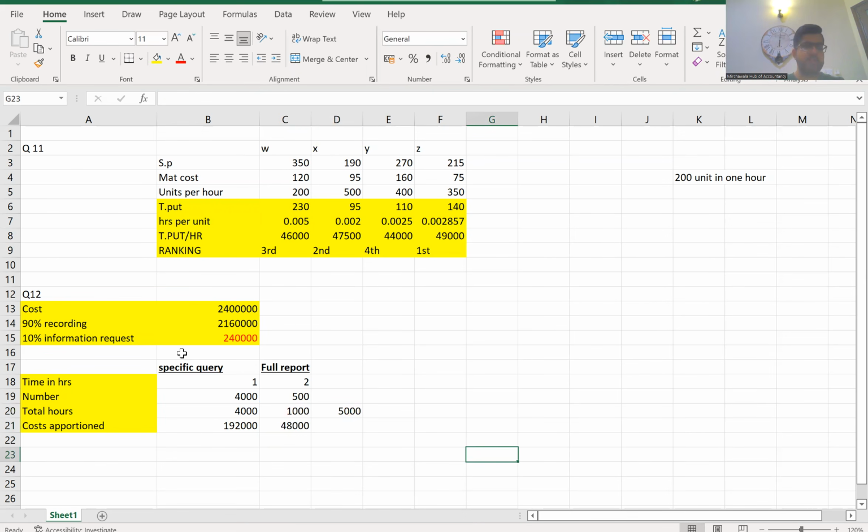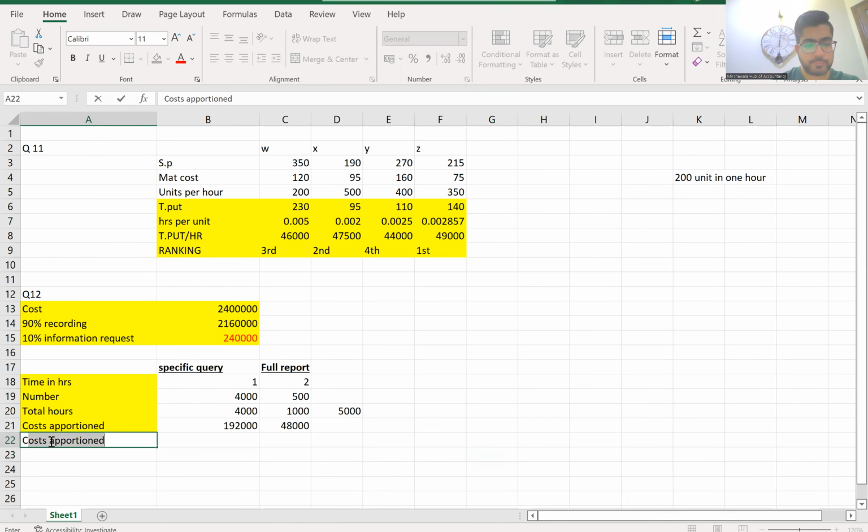Okay, so I've just done this. The cost of the IT department was 2.4 million. 90% was on recording, 10% on information requests. Split it. There are two information requests, specific query and full report. A full report takes twice the time as a specific query. So if a specific query takes 1 hour, a full report takes 2 hours, or put any number. 4,000 queries, 500 reports, so total hours are 4,000 and 1,000. And I split the cost apportioned on the basis of time, on the basis of 4,000 hours over 5,000 into the cost of 240,000, the specific query cost and full report cost.